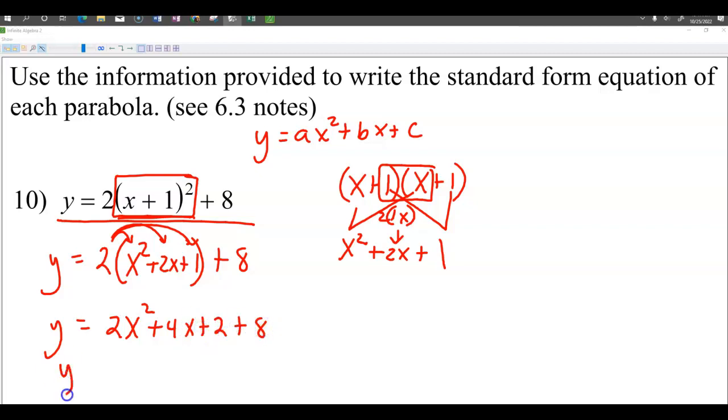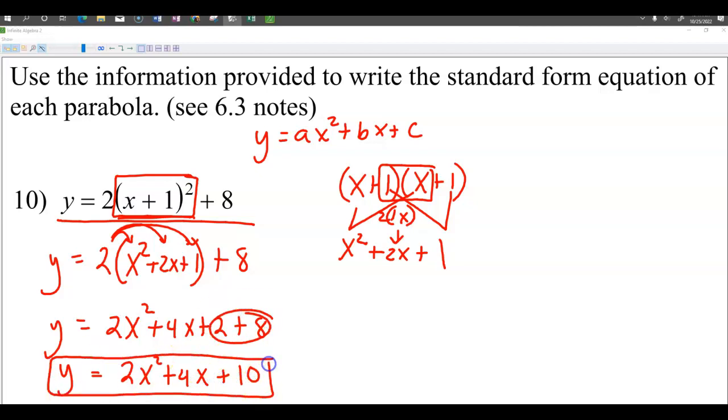And then the last thing that we're going to do is combine our like terms. At the very end here, we can put those two together to get 10. And there's the standard form. It's the same equation as this one. So these are the same equation, actually. It's just that they're written in different ways. The top one is vertex form. The bottom one is standard form.